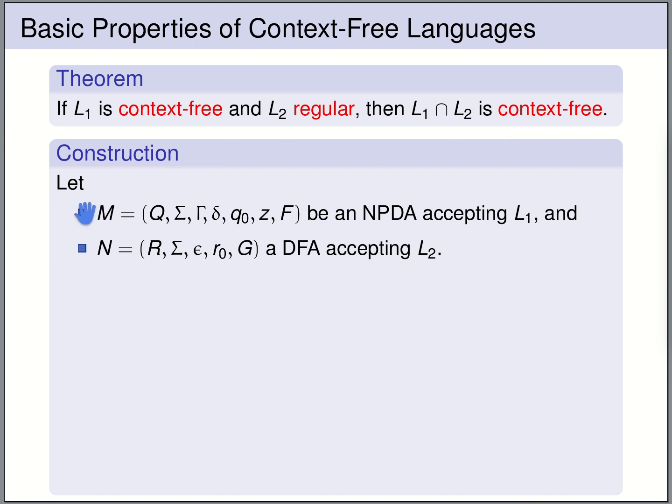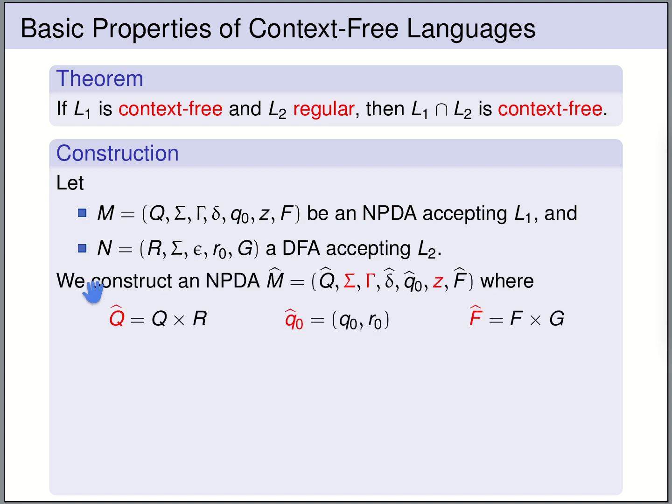So let's assume that we have a non-deterministic pushdown automaton M for our language L1, and we have a deterministic finite automaton N for our regular language L2. Then we do the product construction, so we construct an NPDA M hat, whose set of states is the product of the set of states of our two automata. So the product of the set of states Q of our NPDA and the set of states R of our DFA. The starting state of the new automaton is the pair of starting states of our NPDA and our DFA.